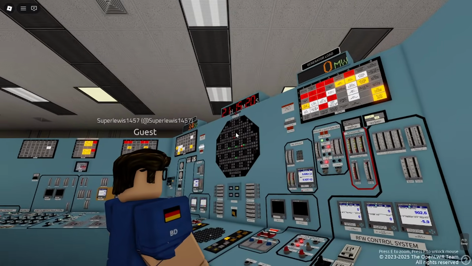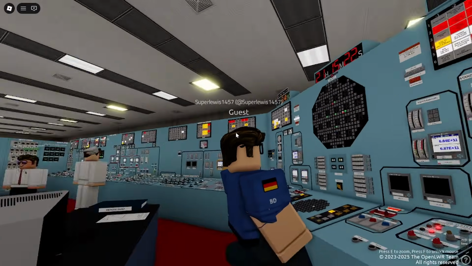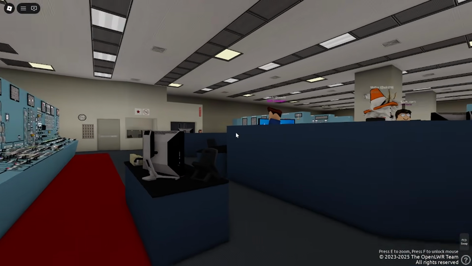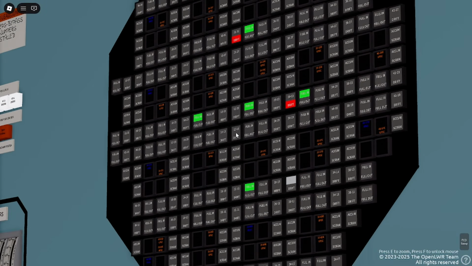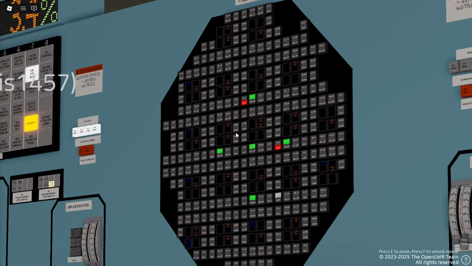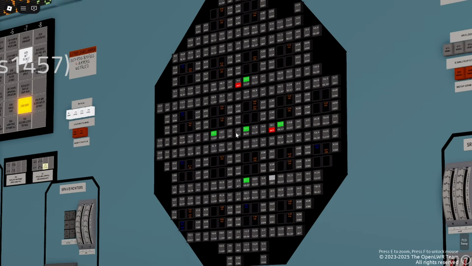BOP, declare site area emergency and declare non-essential personnel evacuation. Declare site area emergency and declare non-essential personnel evacuation. That is correct.